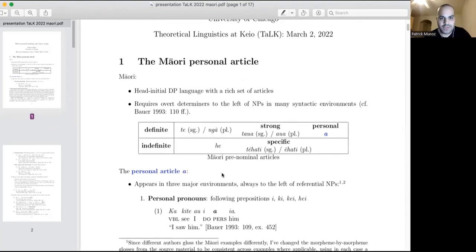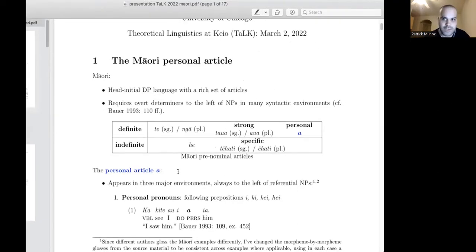So just a little bit about Maori. Maori is a head initial DP language with a rich set of articles. Its article system is even stricter than the article systems you get in European languages. So it requires overt determiners to the immediate left of noun phrases in many syntactic environments. There are some cases where you can get bare NPs, as I'll show you, but you need articles on lots of stuff, and not just on the usual stuff. You get articles on pronouns, you get articles on question words, and all these kinds of things.